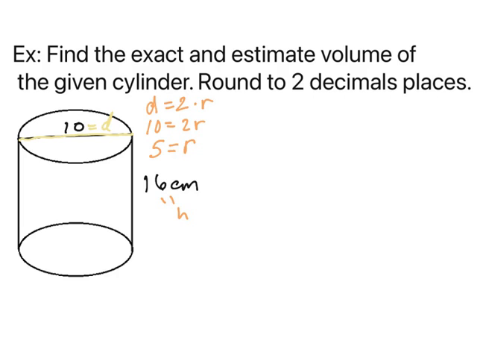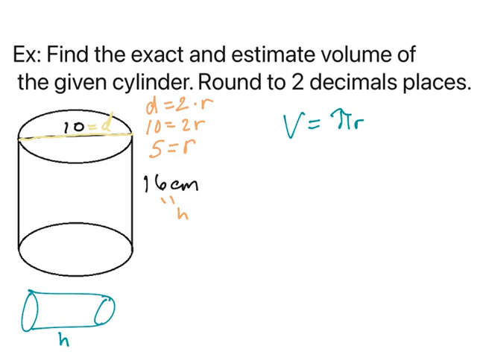By the way, just for reference, a cylinder can also be on its side. If it's on its side, the height is still the space in between the two bases. That's important to remember. No matter what direction the cylinder is lying, the height is the distance that joins the two bases. Okay, let's find our volume.